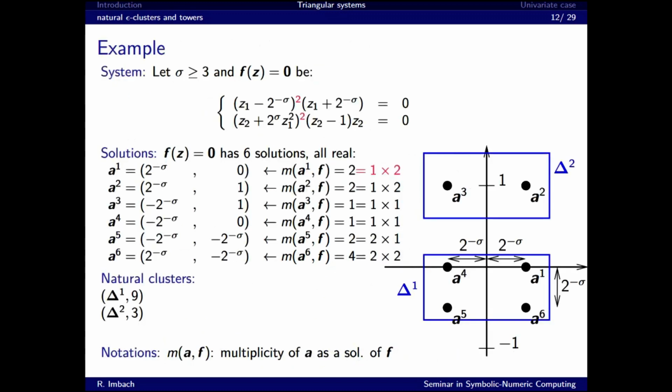So to obtain those multiplicities, I applied this theorem. And if I apply my proposition 1 that was on the previous slide, I can decompose this number 9 into a product of multiplicities in the fibers.